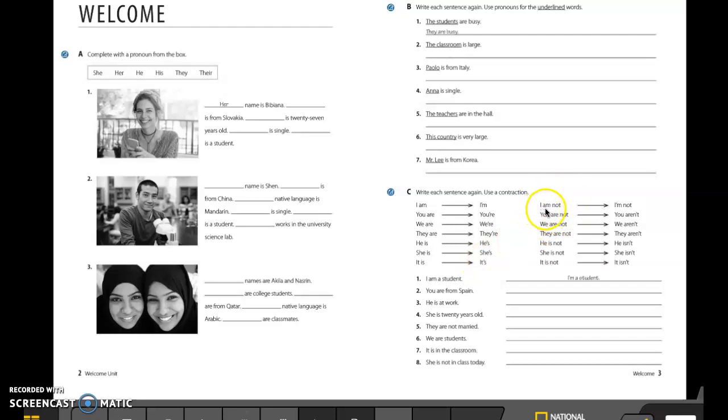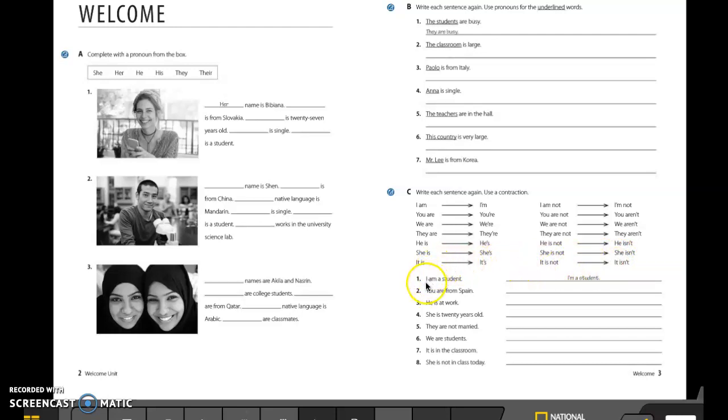We can also use negatives in our contractions. We can say, I am not. The contraction becomes I'm not. You are not, you aren't. We are not, we aren't. They are not, they aren't. He is not, he isn't. She is not, she isn't. It is not, it isn't.